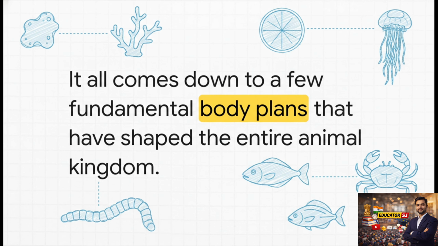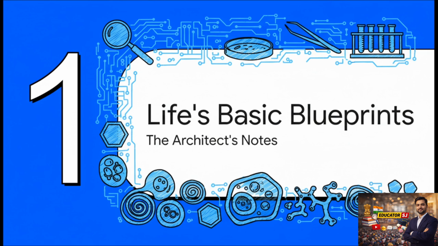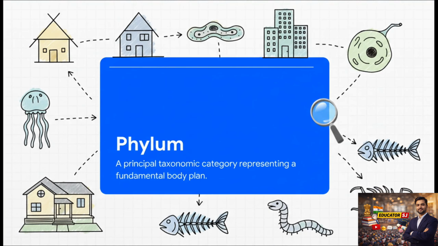the basic tools biologists use. You can think of these as the key concepts, the architect's notes for how to build an animal. The most important tool in our kit is the idea of a phylum. Now, don't let the fancy word fool you. A phylum is just a huge group of animals that all share the same fundamental body plan. It's like an architectural blueprint for a house. The phylum tells you if you're building a simple hut, a sprawling mansion, or a skyscraper. It's that foundational.